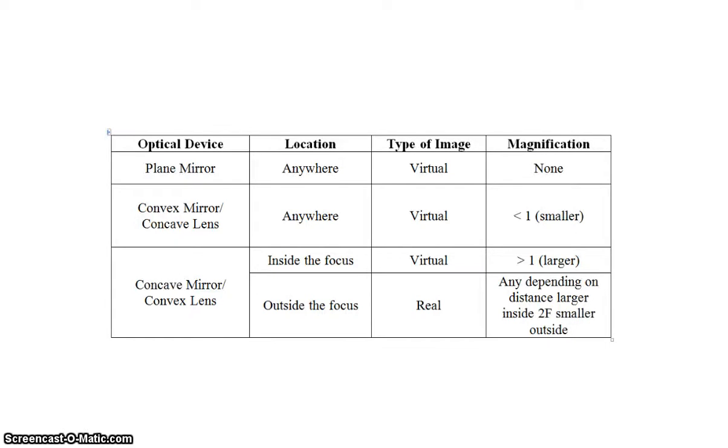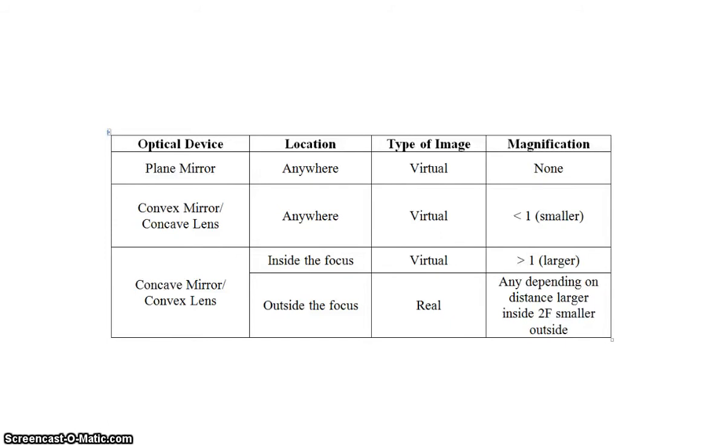This is a table here just to sum up all the different types of images in terms of where the object is located, what type of image we have, and if the magnification makes it larger or smaller. So with a plane mirror, and actually the same thing with a plane sheet of glass, no matter where the object is, the image that you form will always be virtual, and there will be no magnification. As soon as you start bending them, so if it's a convex mirror or a concave lens, no matter where you put those, they will again always make a virtual image that is smaller in magnification.